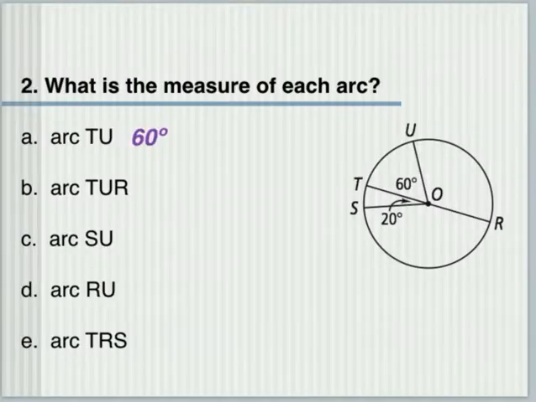When they ask you for the measure of an arc, they're really just asking how many degrees is below that arc at the center of the circle. So when they want to know the measure of arc to you just say 60 degrees. Pause the video here and try parts B through E on your own.